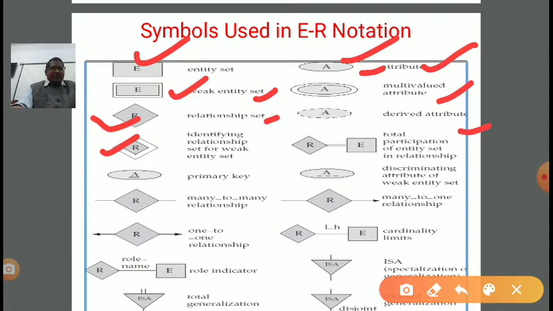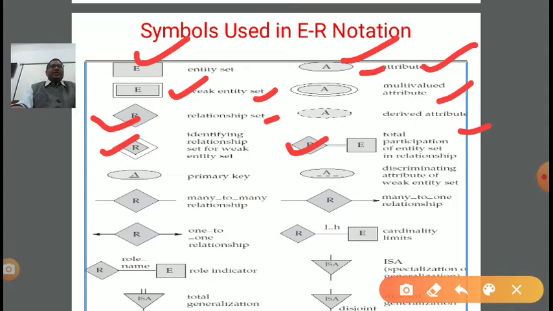Now next, if we want to show the total participation and partial participation. Total participation means if all the entities of a corresponding entity set are involved in a relationship in a full manner, then it is called a total participation of that entity in the corresponding relationship, right? Now, what do you mean by partial participation?